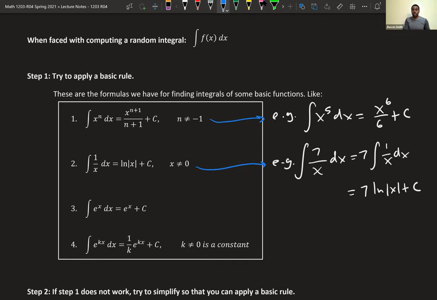So the first thing you're going to try to do is apply a basic rule. This is kind of equivalent to back in limits when the first thing you try to do is plug in the number, right? Same sort of thing. If you have a random integral that you want to compute, the first thing you're going to try to do is, can I just apply one of the basic rules that I have?